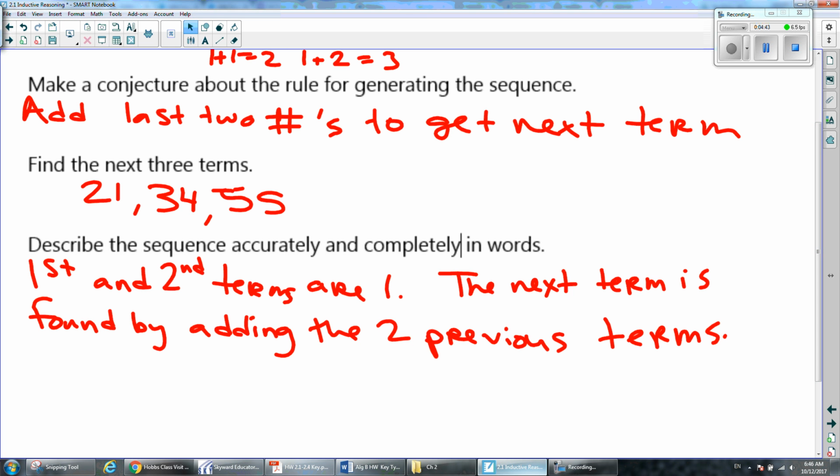So we can say the first and second terms are 1. The next term is found by adding the 2 previous terms.